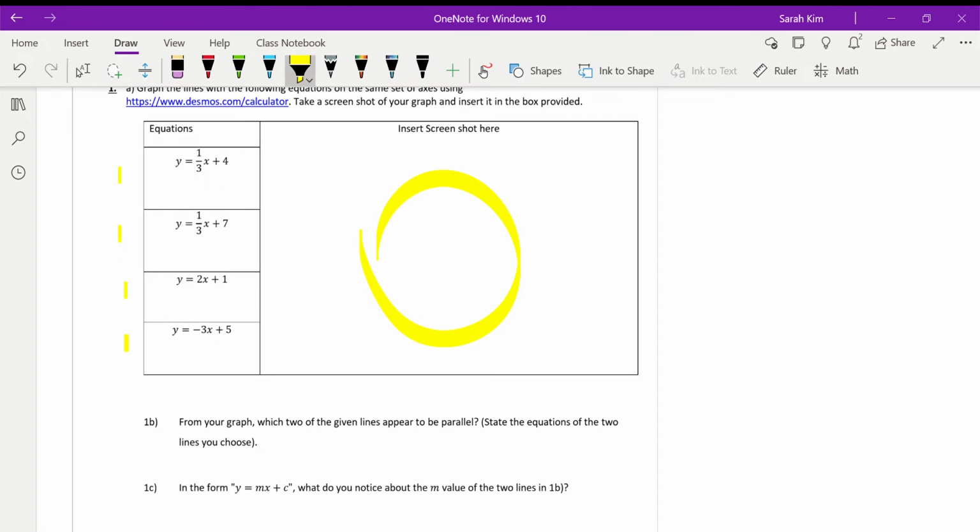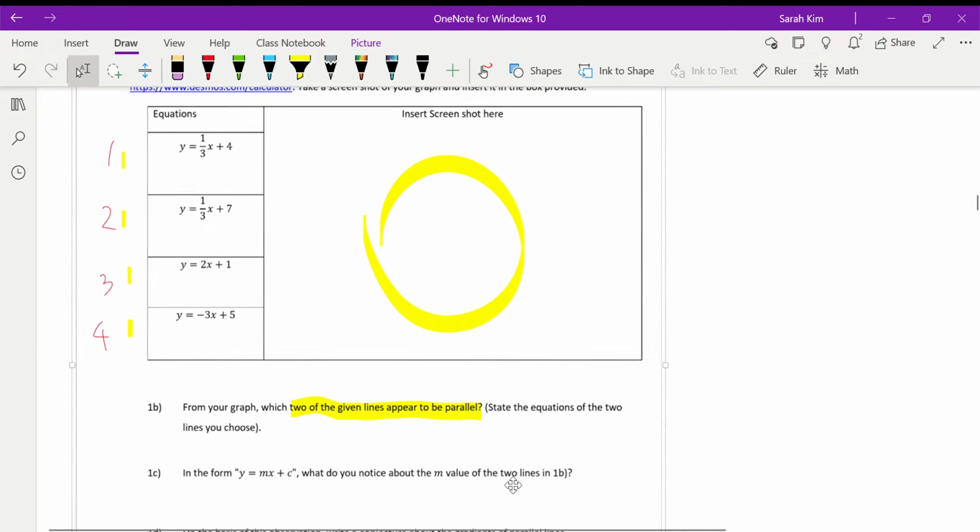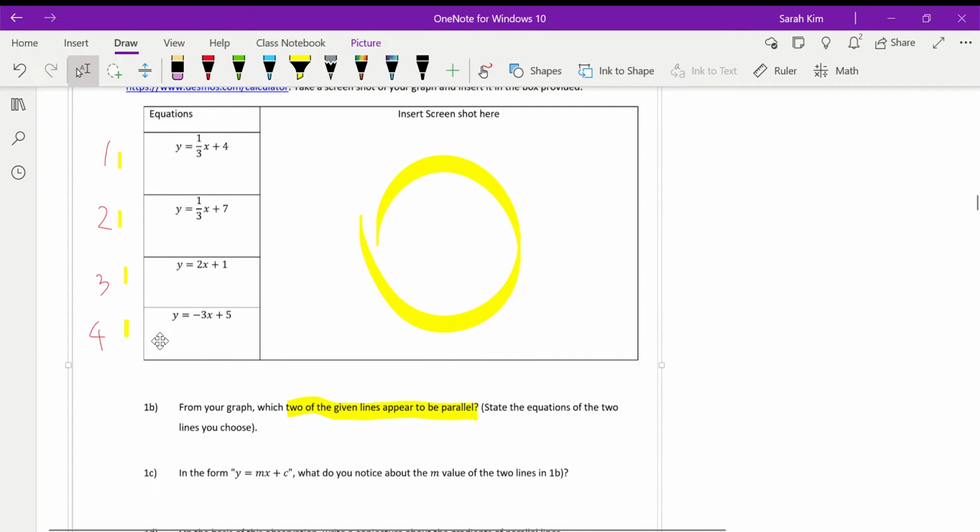It says, from your graph, which two of the given lines appear to be parallel? Out of these four graphs, you need to choose two. You can highlight it, copy and paste it onto my document, and then talk about which ones seem parallel. All you have to do is state two equations out of these four. I don't know which ones, you've got to choose.